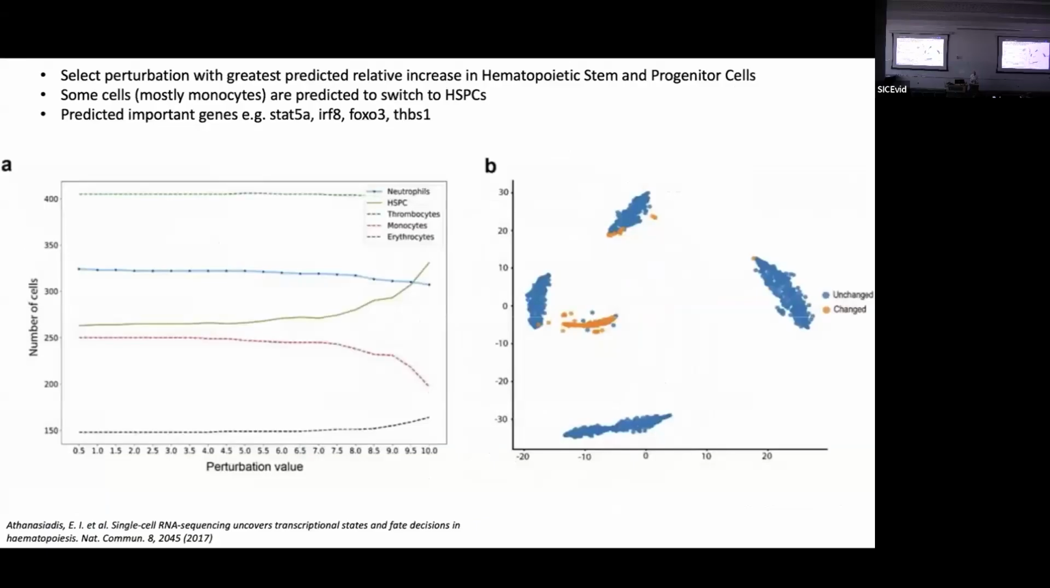Oh, here's the slide that I was going to show before that I forgot. I'll just go through it quickly. The perturbation values here show all the different experiments that we're doing. And here are the cell types that are generated. You can see that one of the perturbations at some point generates much more of these yellow or greenish cells and fewer of the red cells. And then we were able to predict important genes that are associated with this. And you can see the ones that are changed and unchanged by this perturbation, all in silico.